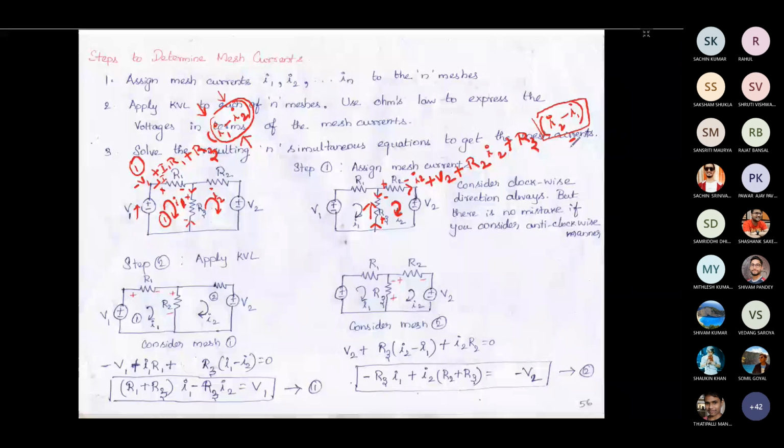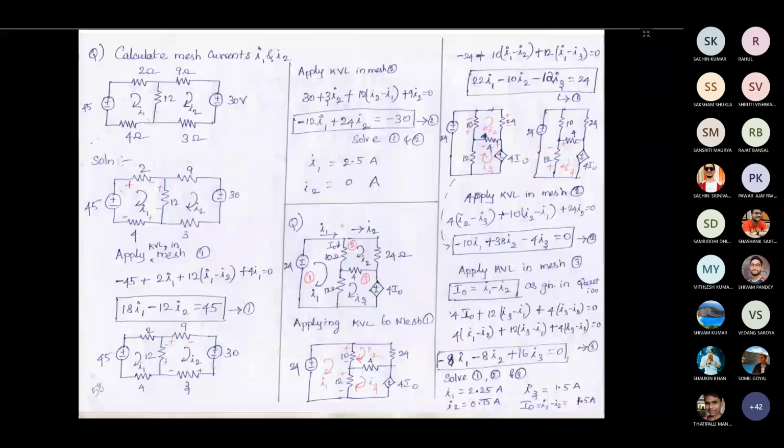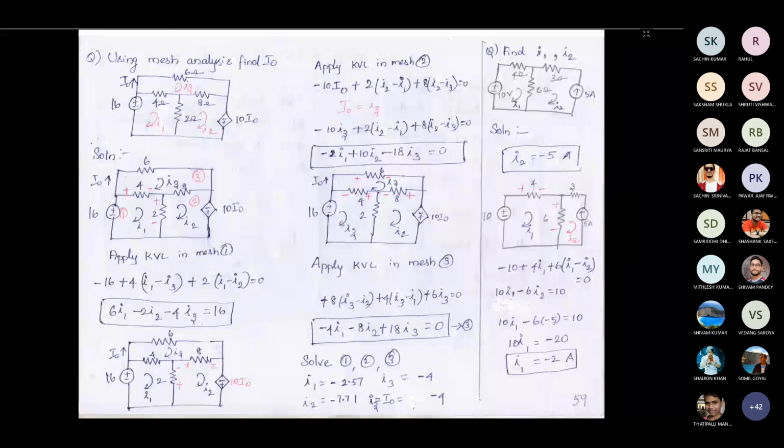Now we are having two meshes. So if we are having two meshes, we need to solve two equations in order to obtain the currents. What currents? I1 and I2. So we are having two equations and two unknowns, so we can solve these equations to find I1 and I2. This is the procedure. Based on this, we saw one problem. Let us see one more problem. Let us see two more problems, then let us proceed with the next part.